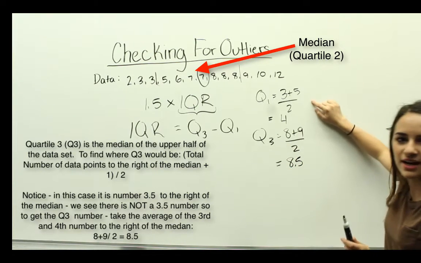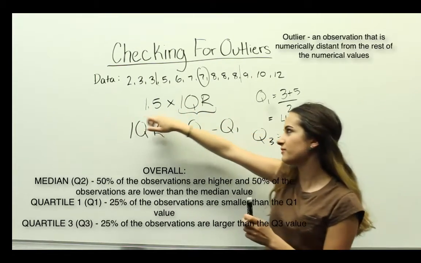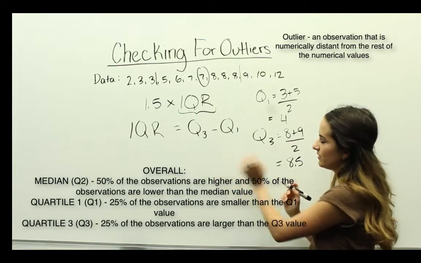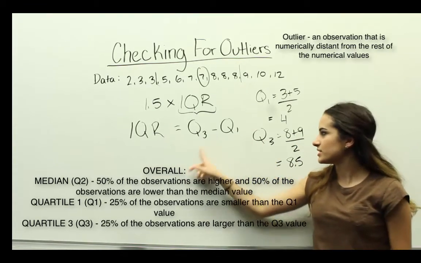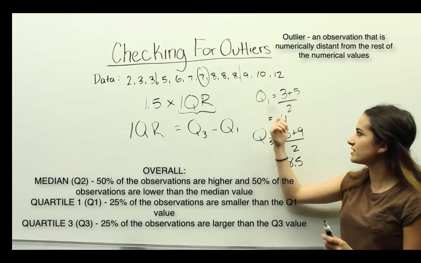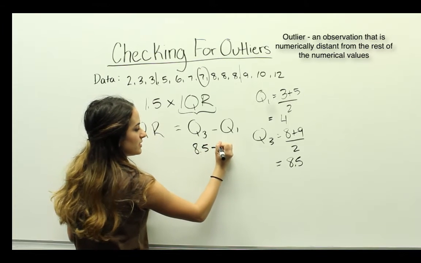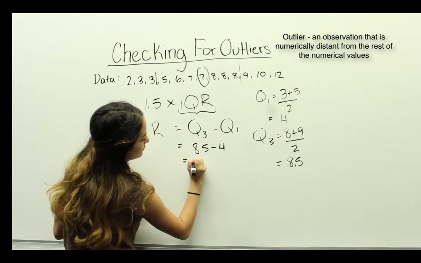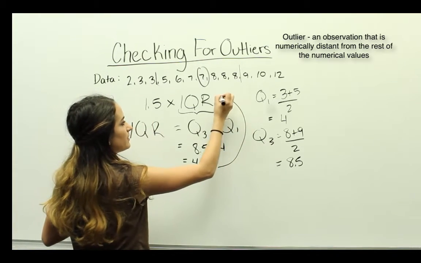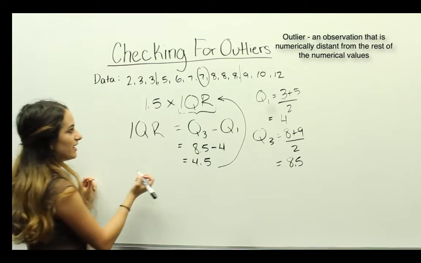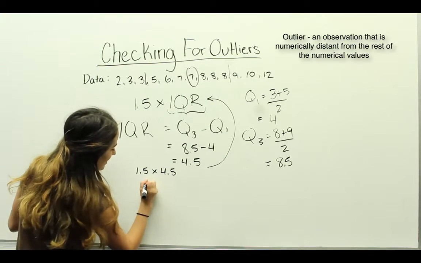So now that we have quartile 1 and quartile 3, we can now use this rule, which is the 1.5 times IQR rule, to find the outliers. So first let's find the interquartile range. What you would do is take quartile 3, which is 8.5, and subtract quartile 1. So 8.5 minus 4 equals 4.5, right? And then we plug this into the equation to determine outliers. So we do 1.5 times 4.5, 6.75.